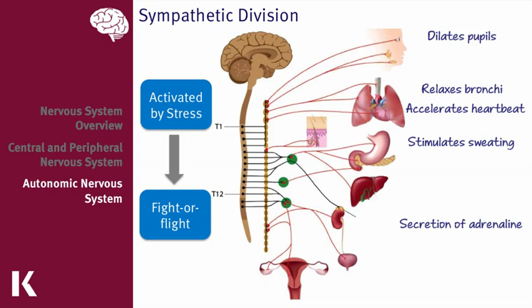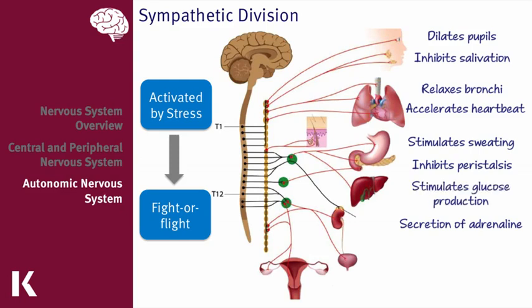Now, things that we probably don't want to do right now would be something like having a snack. So we're going to inhibit activity that's associated with digestion. However, we are going to stimulate glucose production because our muscles are using a lot of ATP right now, and we want to make sure that we're breaking down glycogen from our liver so that we can continue to have glucose in our bloodstream and continue cellular respiration. It would also be really inconvenient to have a potty break right now, so we're going to inhibit bladder activity as well.